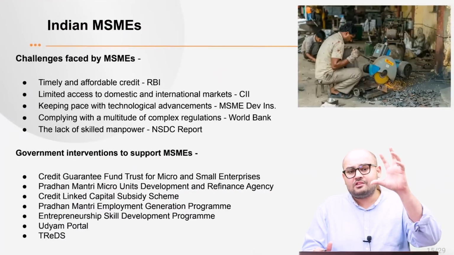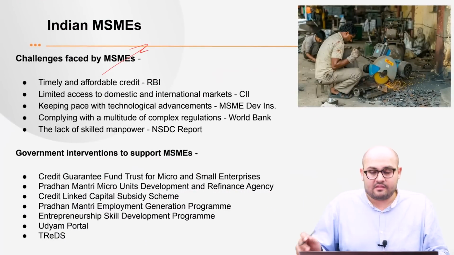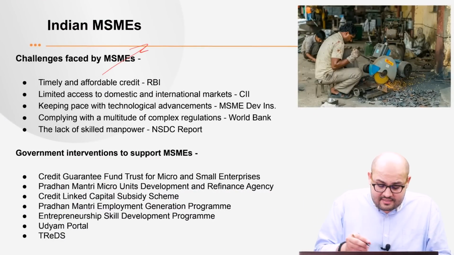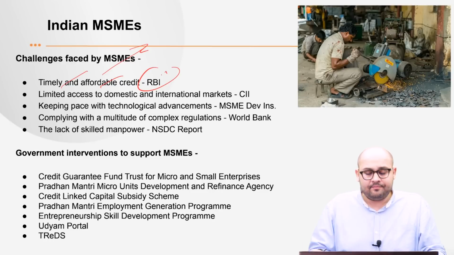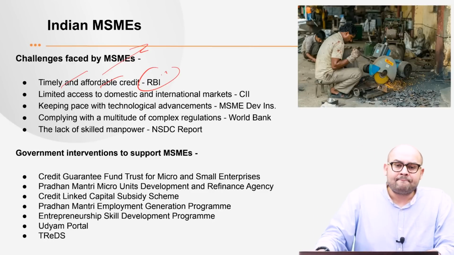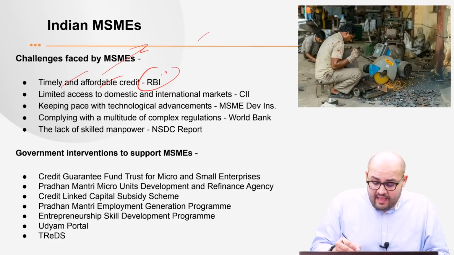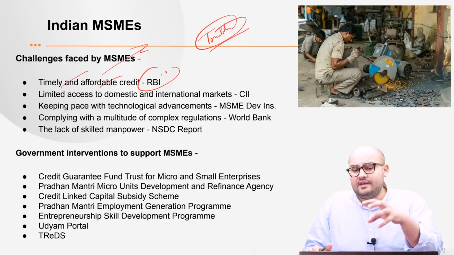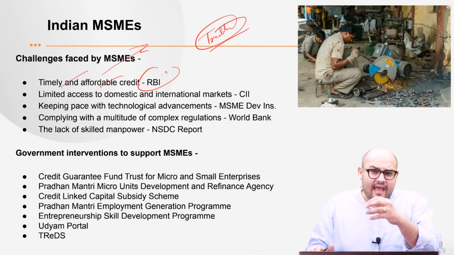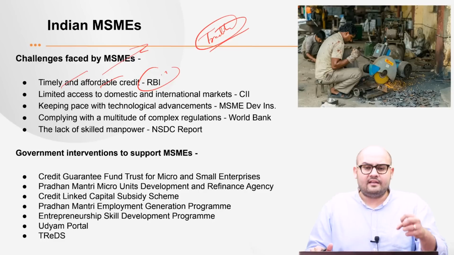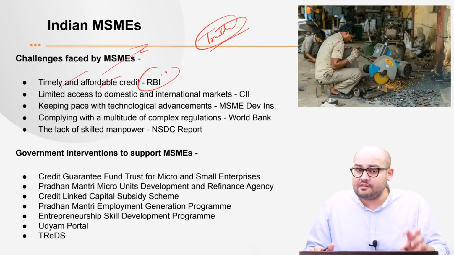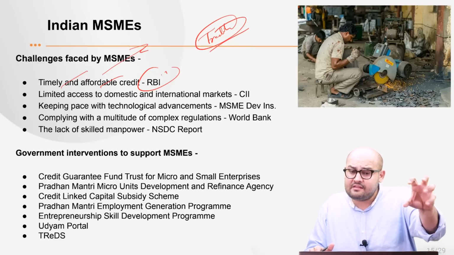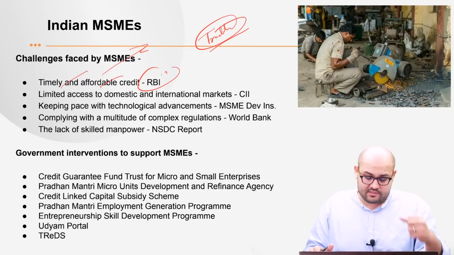Now, what are the challenges being faced by the MSMEs? First and foremost is timely and affordable credit. Very important. See, what we see is that we have got traditional lenders. Traditional lenders means, for example, banks, financial institutions. Now, these traditional lenders are not giving adequate credit to these MSMEs. Why? Because they perceive these MSMEs as risky borrowers.